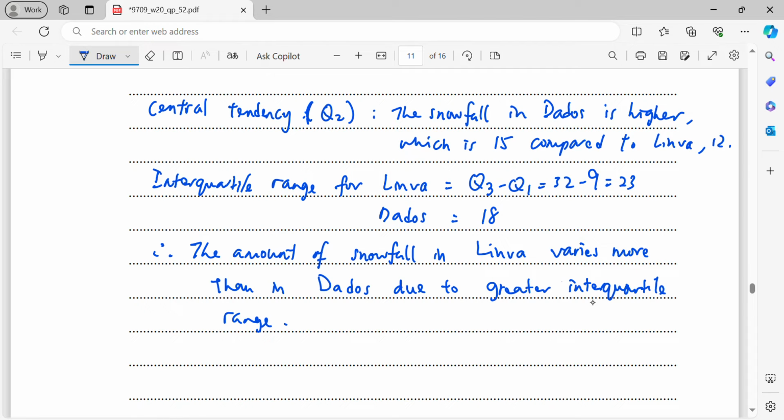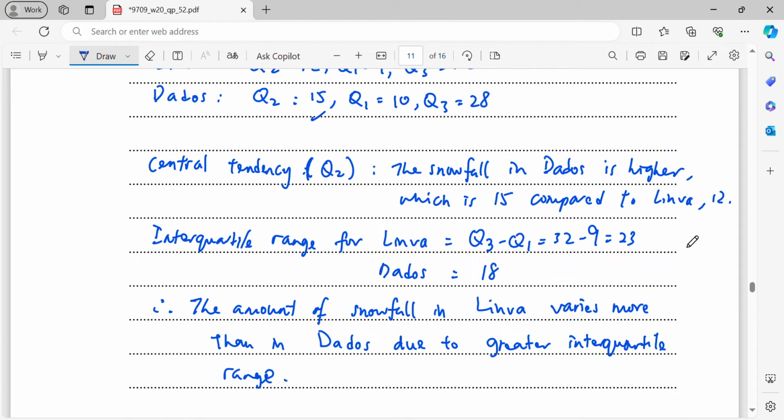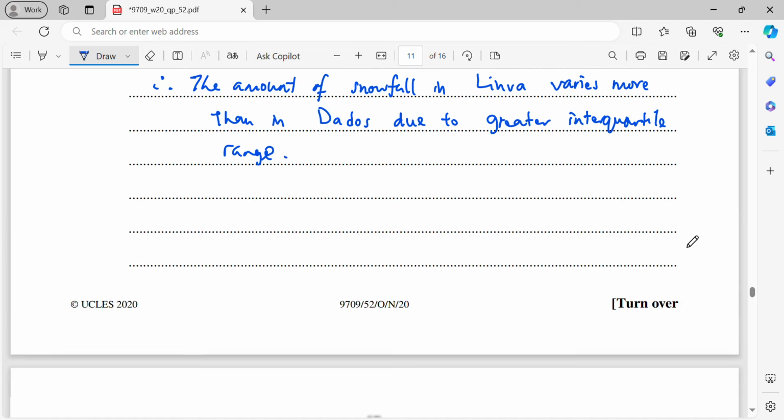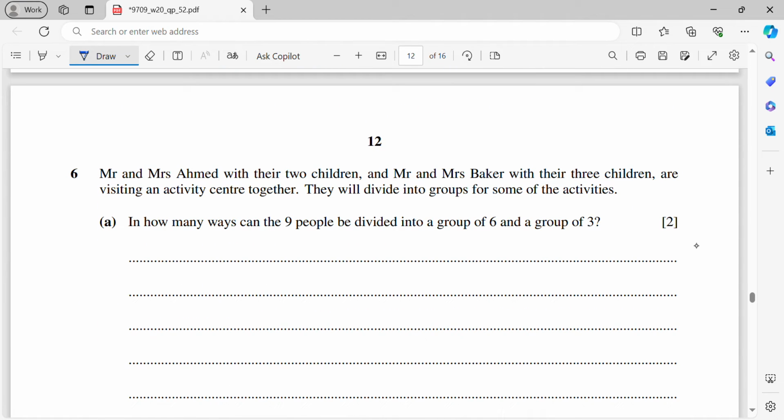Okay, so that's the solution of this question. Okay, now question number 6. Mr. and Mrs. Ahmed with their 2 children and Mr. and Mrs. Barker with their 3 children are visiting an activity center together. They will divide into groups for some of the activities. A, in how many ways can the 9 people be divided into a group of 6 and a group of 3?